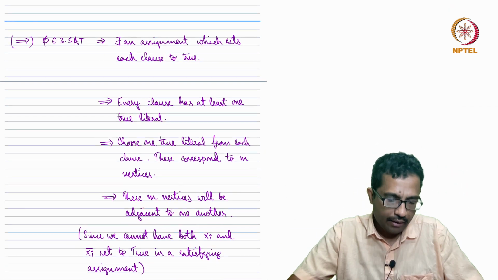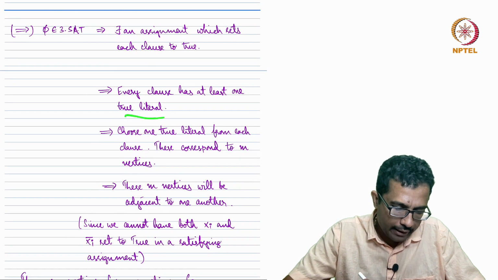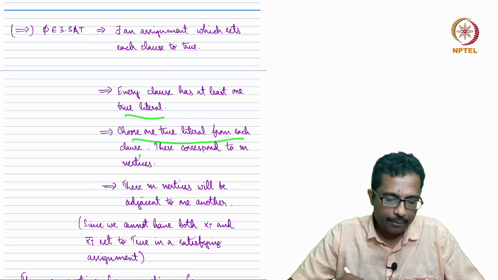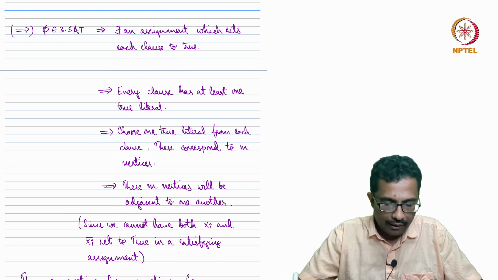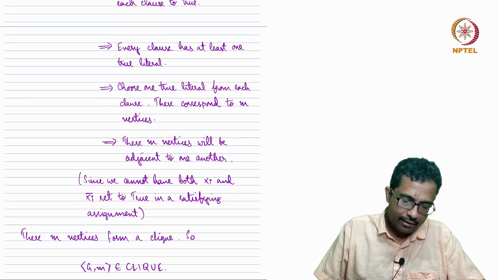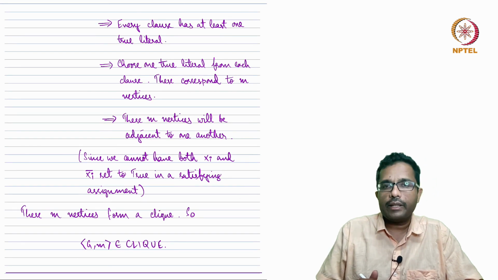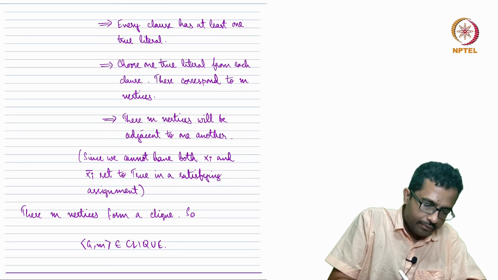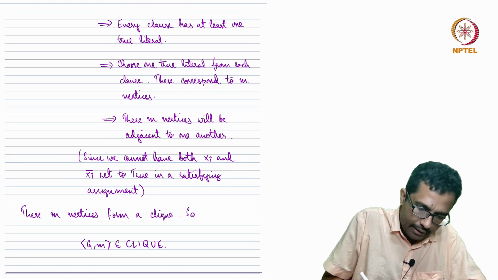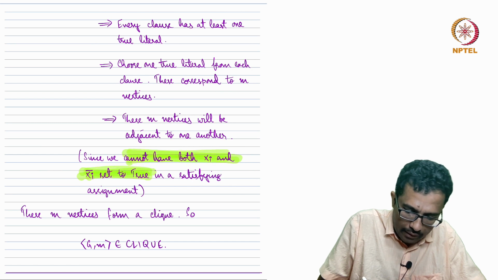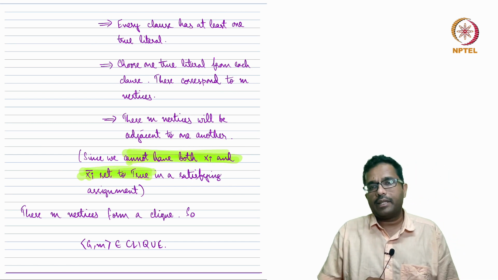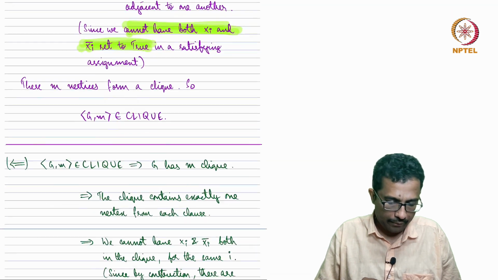Same thing here. So every clause has at least one true literal, and so we choose one true literal from each clause, and these correspond to m vertices because there are m clauses, and these m vertices will be adjacent because we cannot have both xi and xi complement set to true, right? This is a key thing. We cannot have both xi and xi complement set to true. Hence, the graph has an m clique, right?